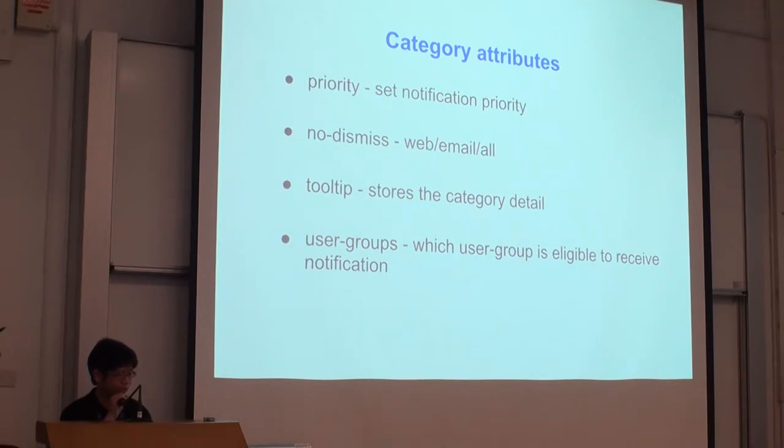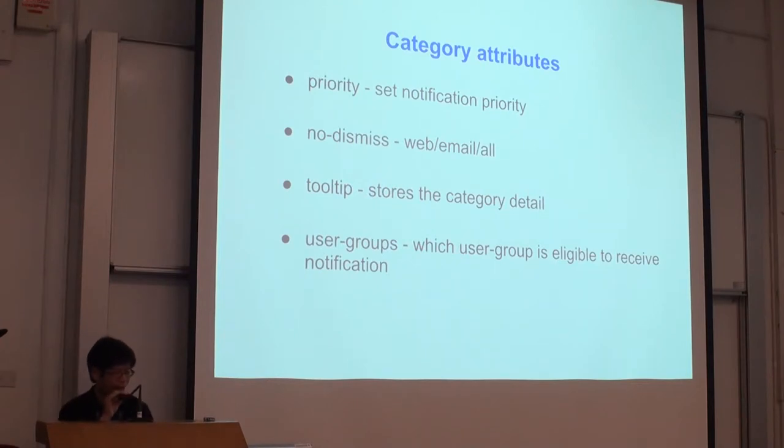The priority is used to set the notification priorities. Basically, this will make sure that all the notifications with the high priority will go on top of the email address, and make sure it doesn't fall below or under the non-essential notifications.